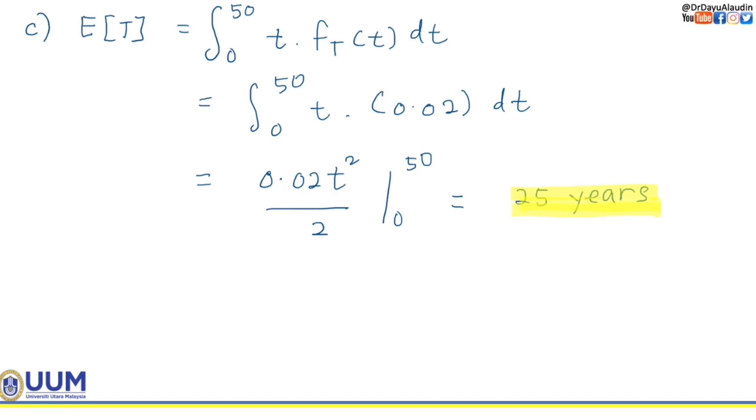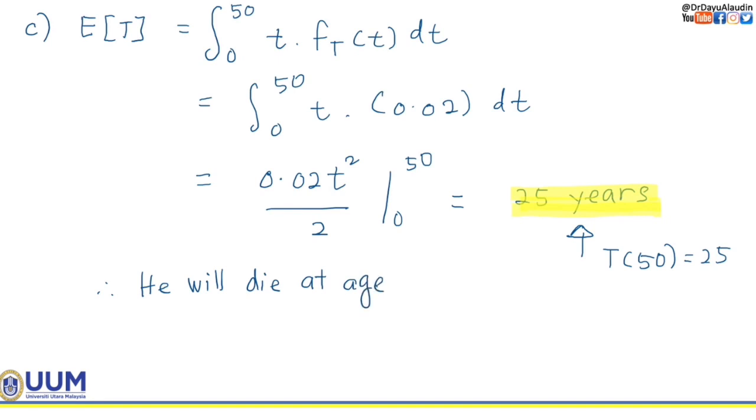If we want to convert it in terms of age, so at what time will he die? This is the future lifetime period. So he will die at age 75 years: 50 plus the future lifetime of 25 years, so 75 years.